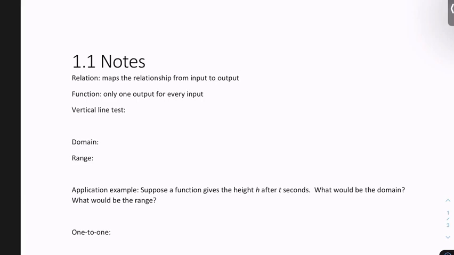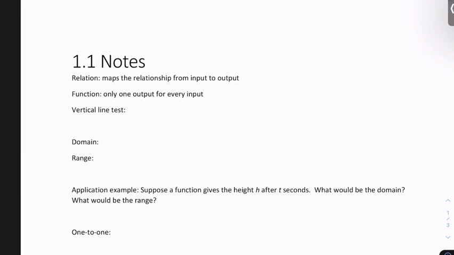Hi everyone. In section 1.1 we're going to talk about the basics. So we're going to start out with a relation. A relation is not always a function. A relation maps the relationship between an input and an output. So it can be a relationship between time and distance, or any independent variable and dependent variable.